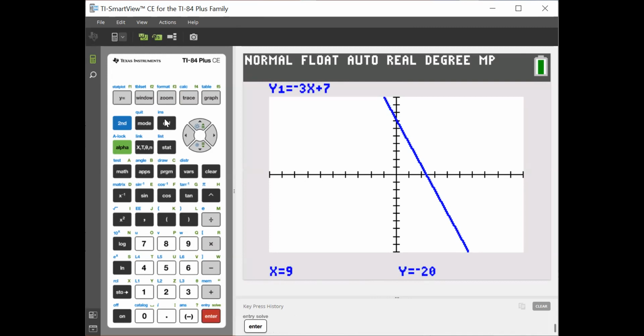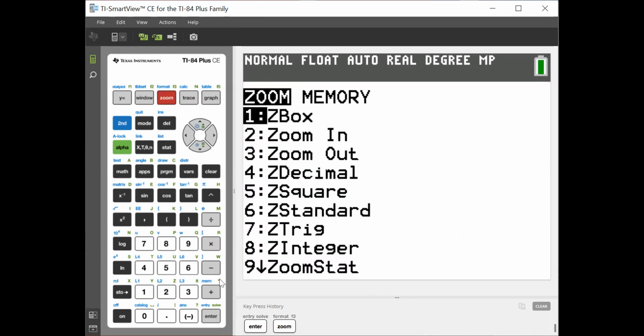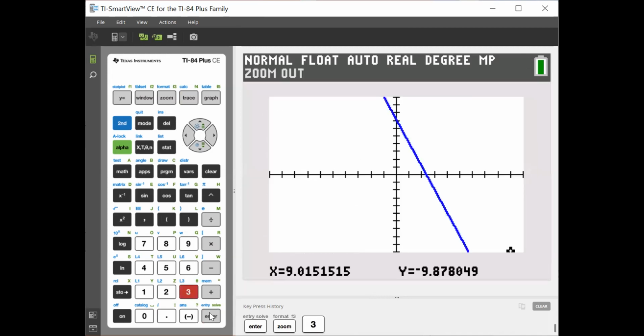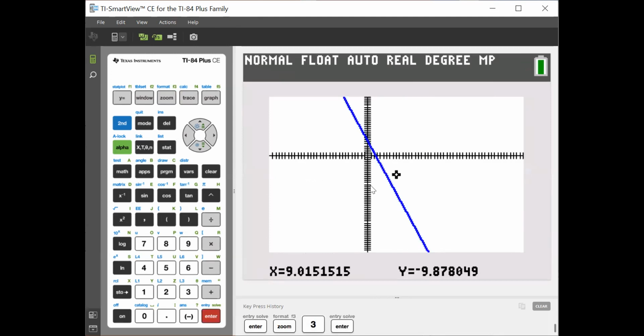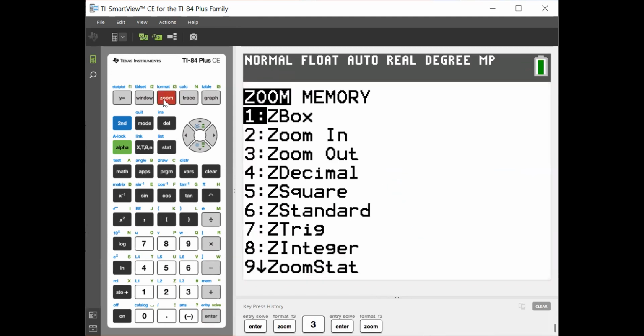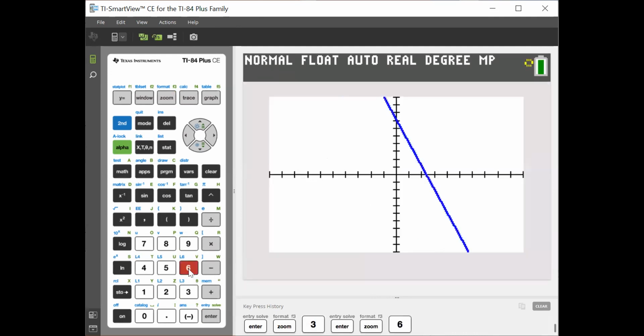You can always change your view if you want by going to zoom and zooming out, and then checking that way as well. And if you want to go back to your normal view, you can change it back to standard, going to number 6.